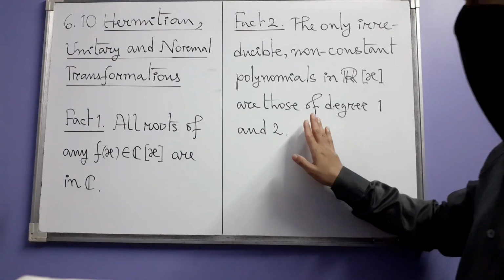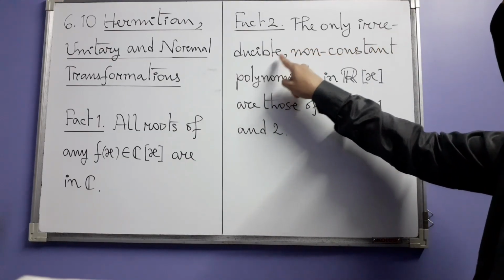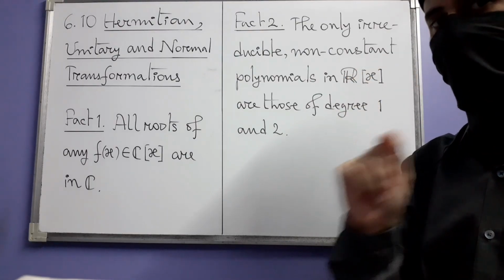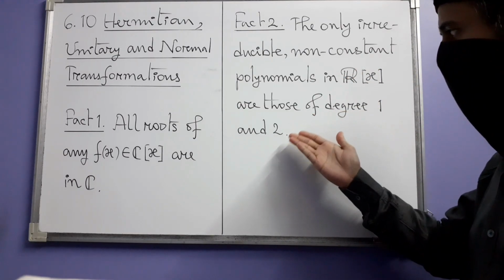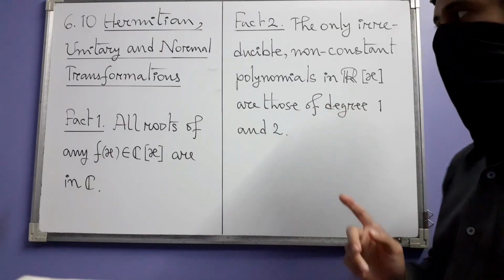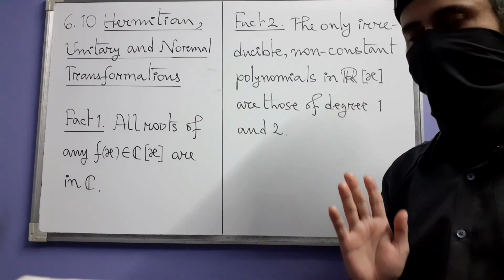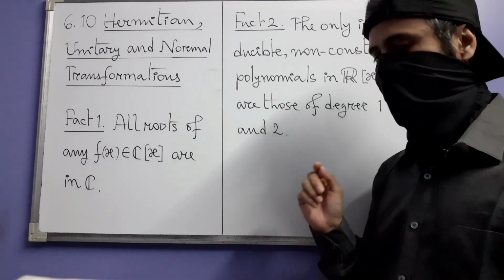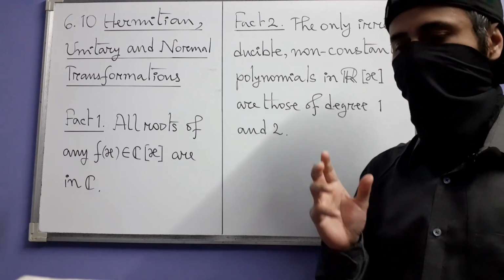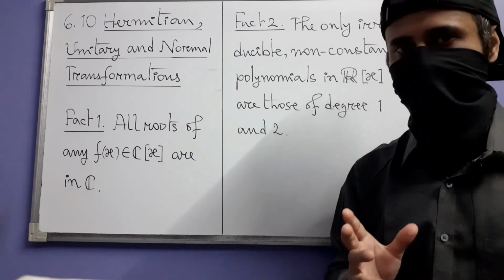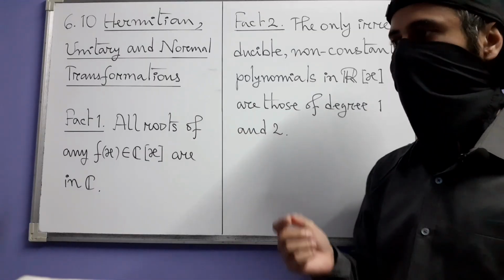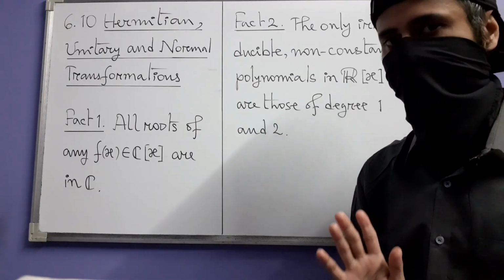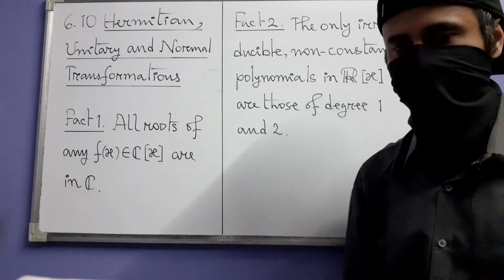This is one thing, and this is fact 2. The only irreducible non-constant polynomials in this polynomial ring of real polynomials are those of degree 1 and 2. It can be shown that these two facts are equivalent to each other. And there is one more convention that we are going to adopt for this section, that all our vector spaces will be finite dimensional inner product spaces over the field of complex numbers. Occasionally, they will be over the field of real numbers unless stated otherwise.